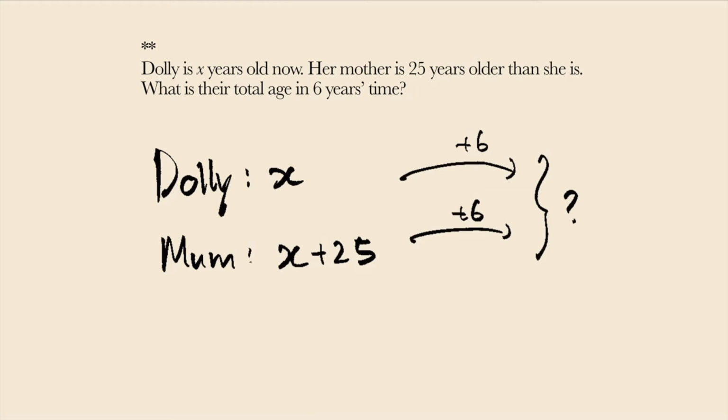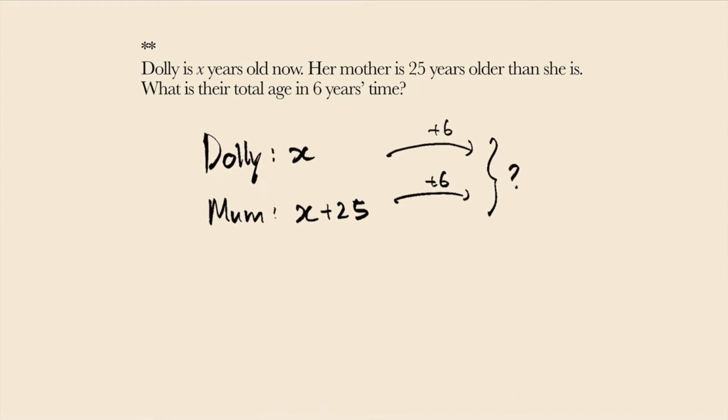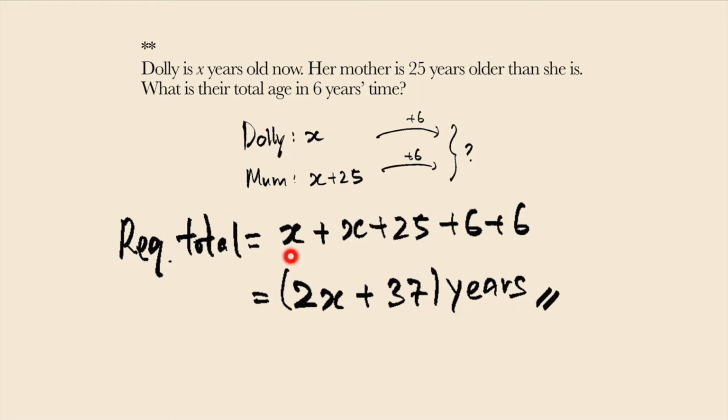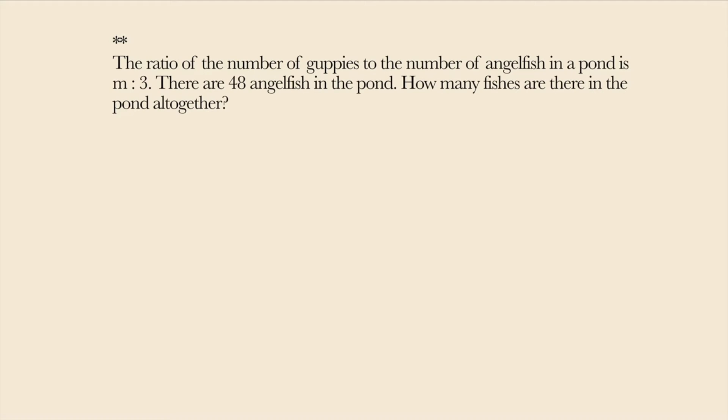So in 6 years' time, Dolly's age would be 6 more, and Mom's age would be 6 more as well. So what's the total in this future? Well, that's an addition of 12, isn't it? So whatever the total currently is, x plus 25, we're going to add 12 to it, and we will get 2x plus 37.